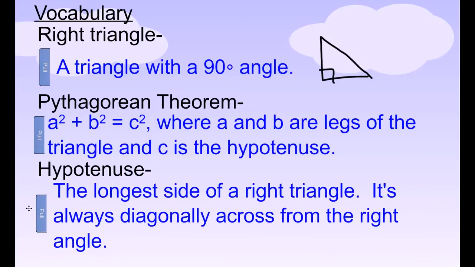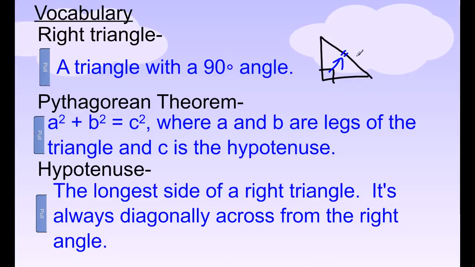So the hypotenuse is the longest side of the right triangle. And it's pretty easy to find. First off, if you can't tell what's the longest side of the triangle, it's always the one diagonally across from the right angle.